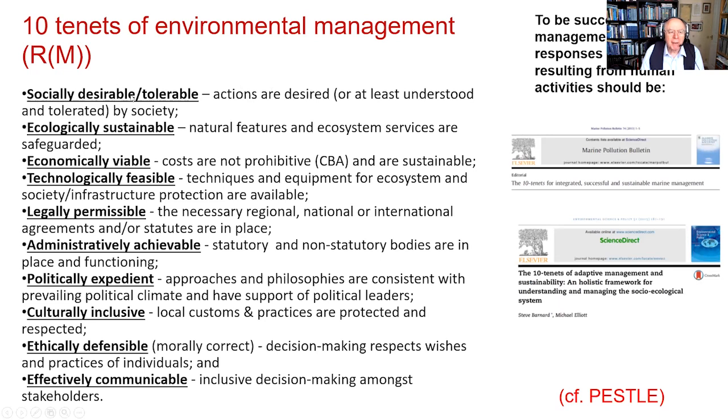Firstly, the solutions have to be, what does society desire, or what does society tolerate? It might not desire to put its sewage into the sea, but it tolerates it, usually because it knows it's a cheap way of getting rid of waste. We need our actions to be ecologically sustainable. We want to protect the natural features, but we know that managing the environment costs money. So are our actions economically viable? Are they technologically feasible? That is, do we have the technology to control the environment? Can we build the sewage treatment works, or can we put in changes to fishing gear or whatever?